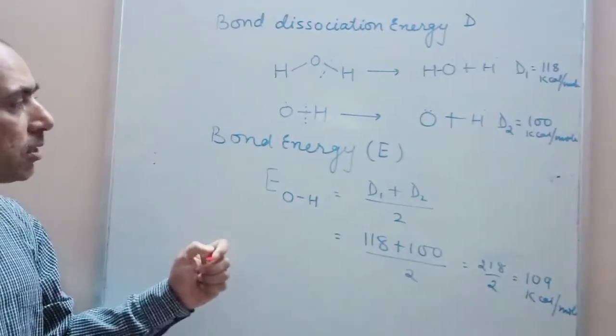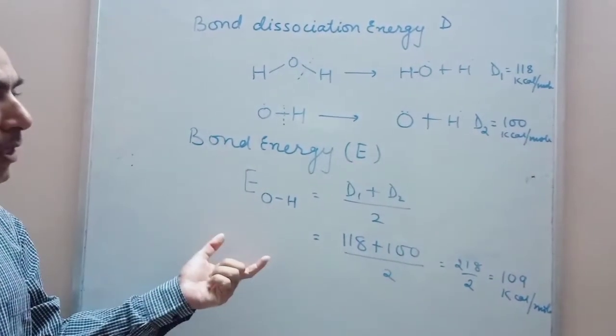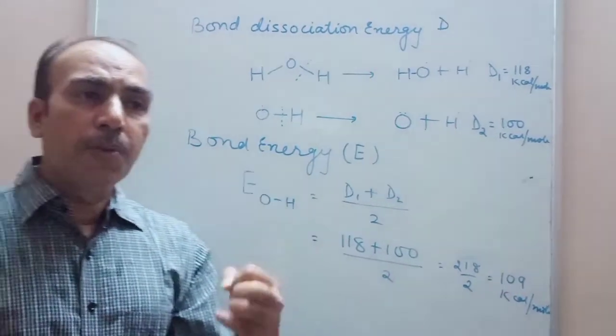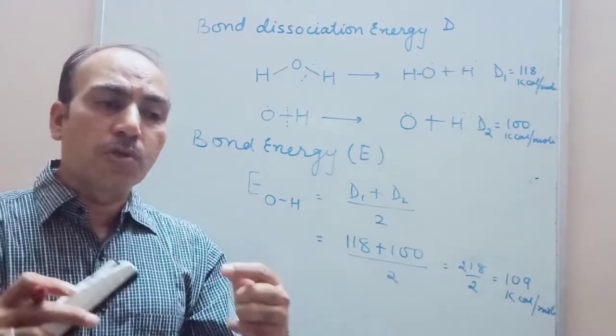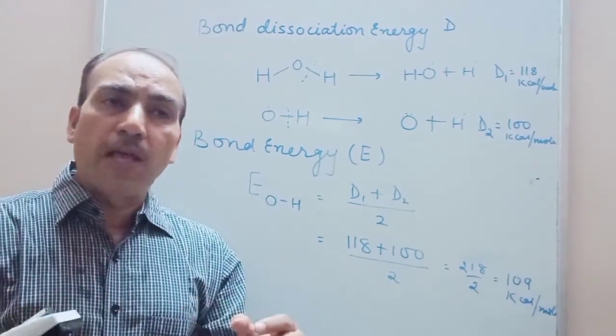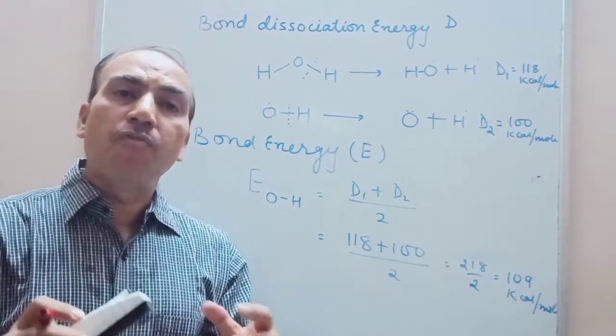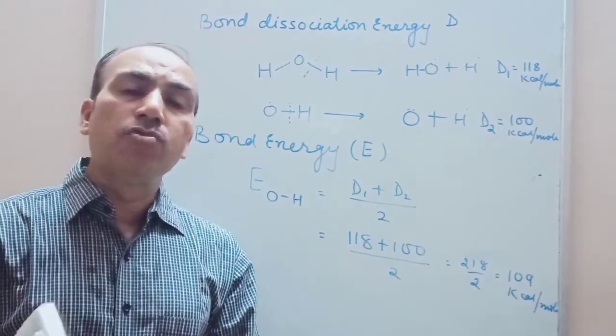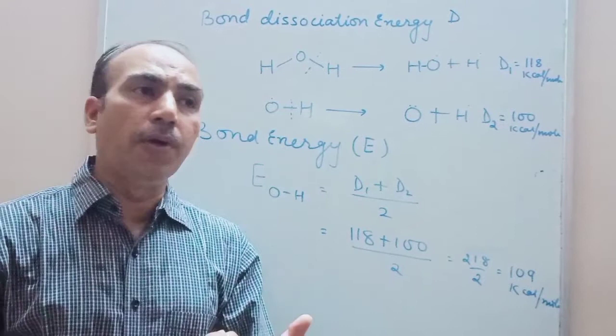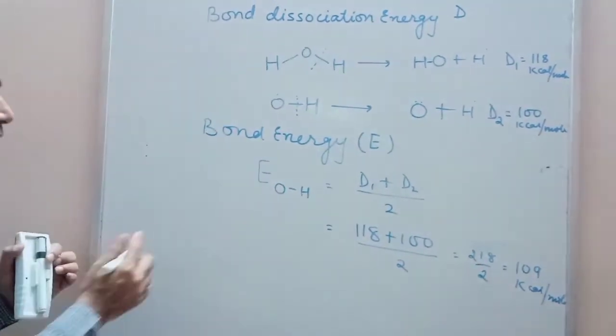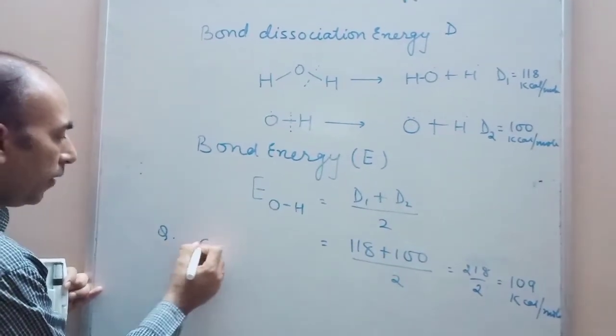In the tables, this bond energy is represented. That means in a polyatomic molecule, we first find out the dissociation energy of the same type of bonds. We add them and find the average. That gives the bond energy of that particular bond. Let us take one more example.